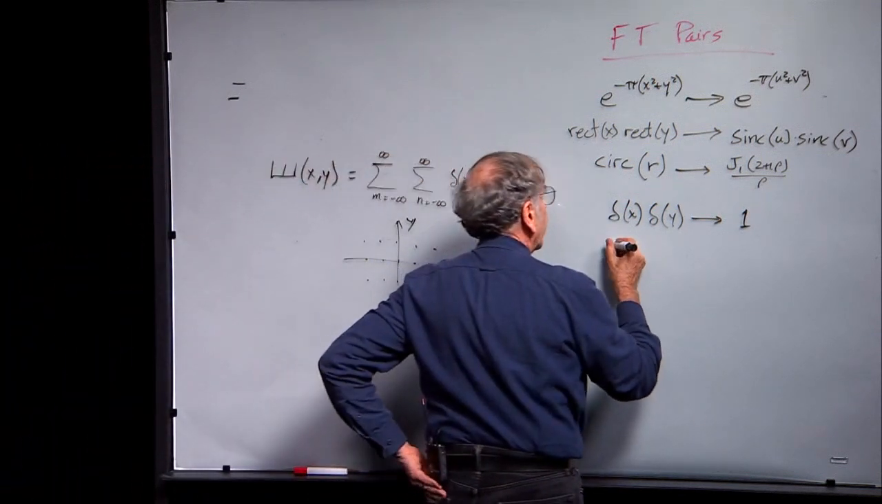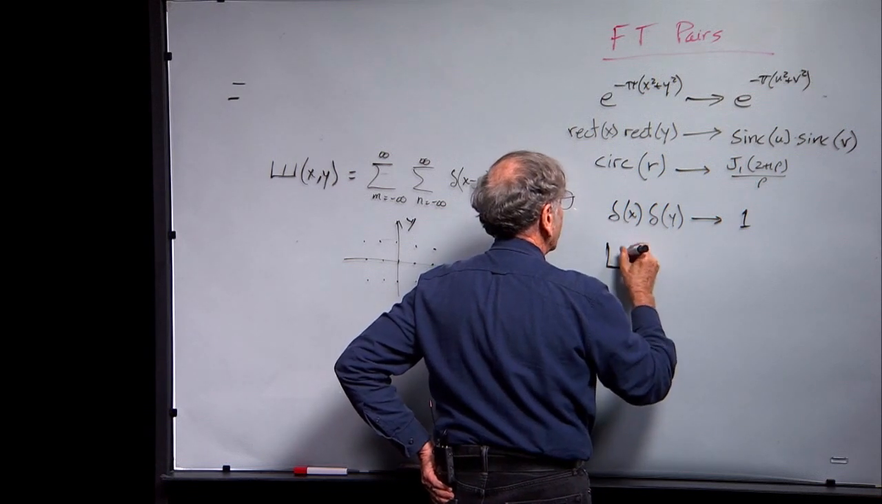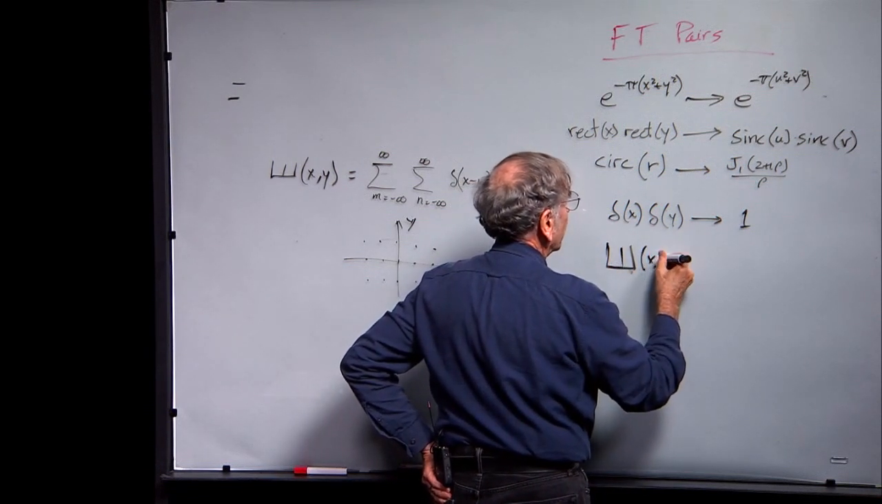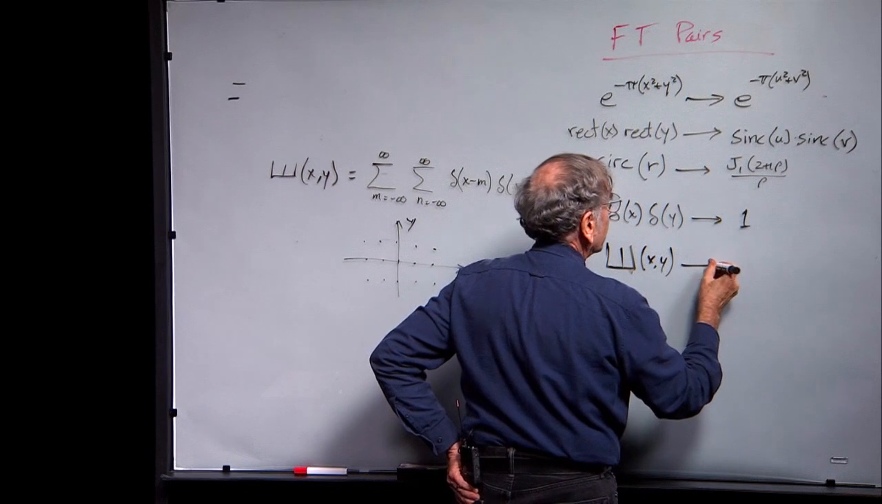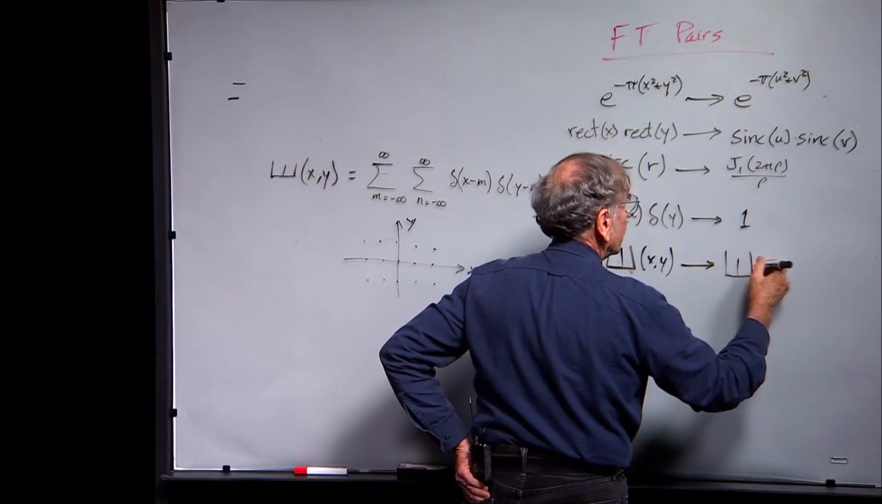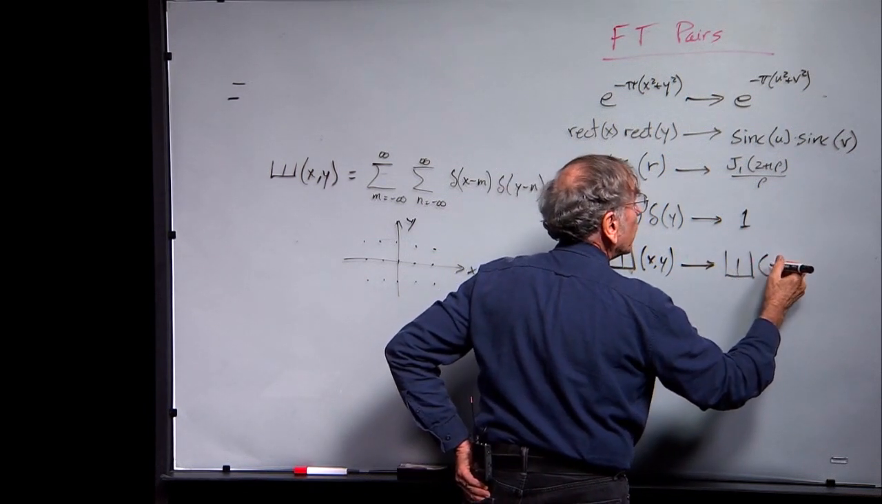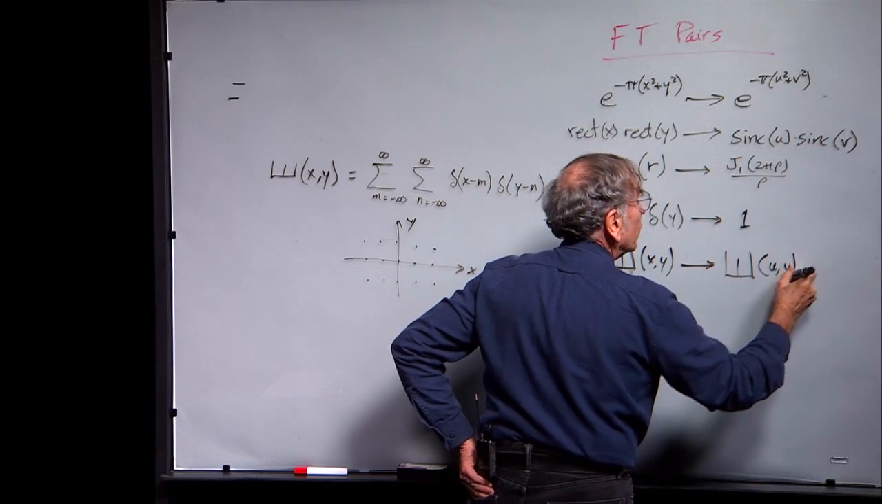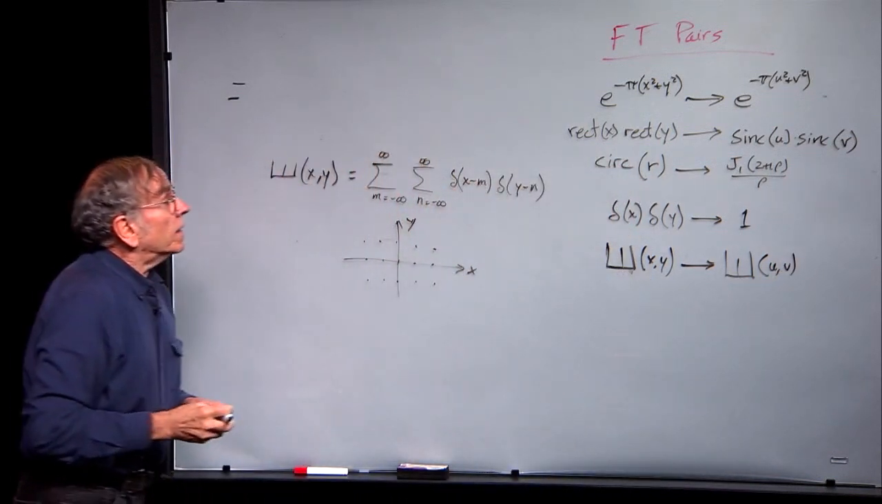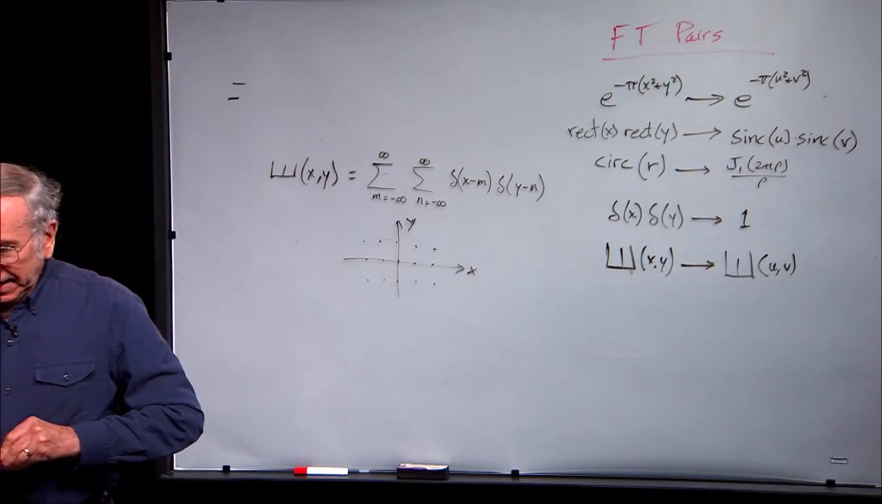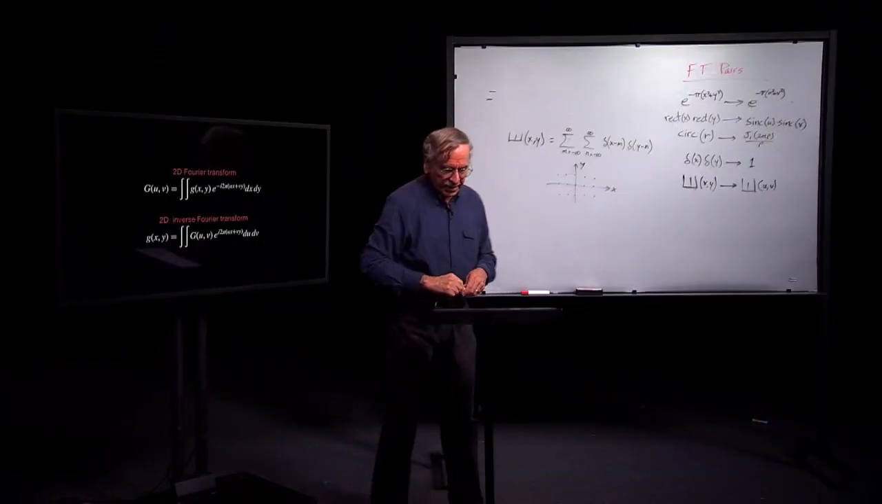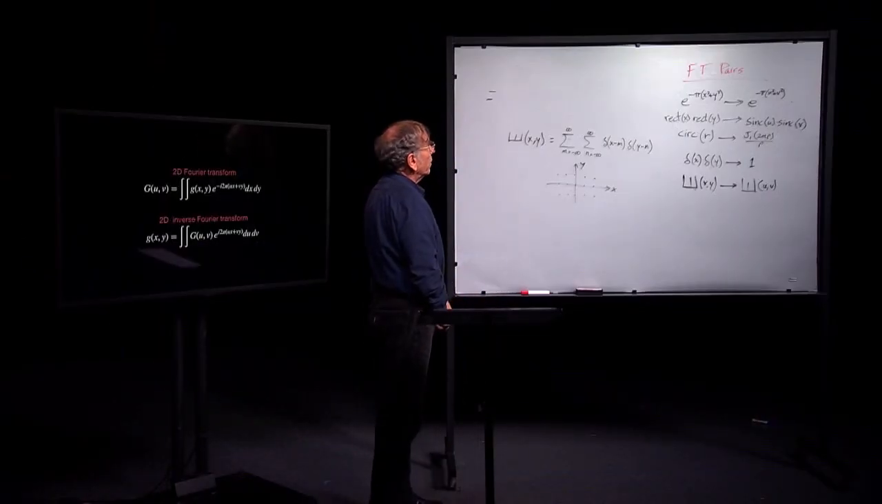And just like in the 1D case, the Shah function is another function whose Fourier transform is the same as itself. So Shah of xy transforms into Shah of uv. So those are all of our friends, the functions and their Fourier transforms.